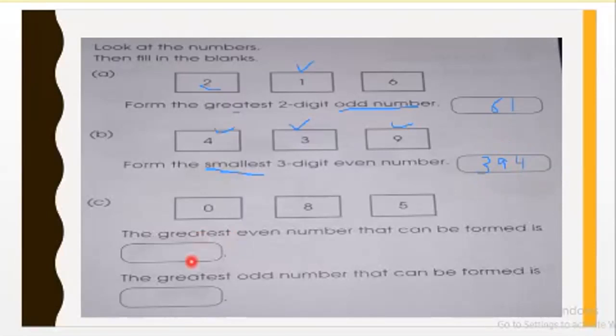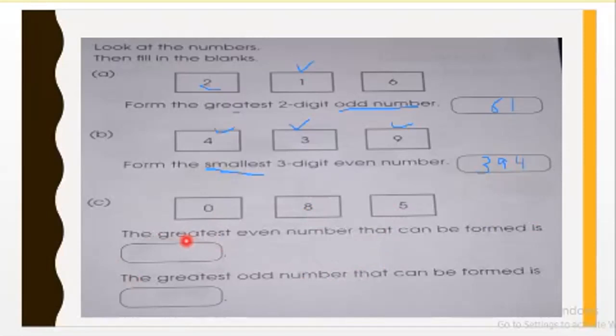Yes, we again have three digits mentioned over here. Just read it: 0, 8, 5. The greatest even number that can be formed. Anyone who can just think before I tell you all? What are the even numbers? First, figure it out. We have 0 is even and 8 is even. 5 is the one that is odd.